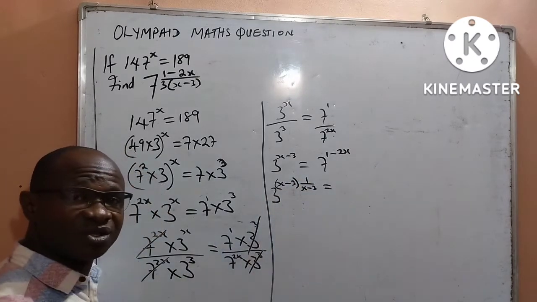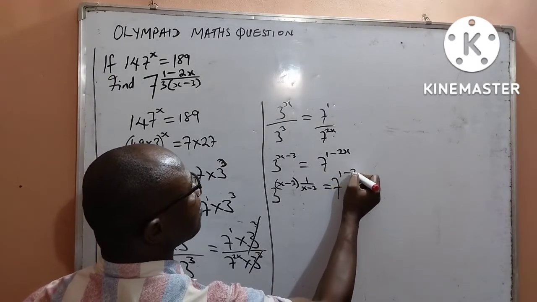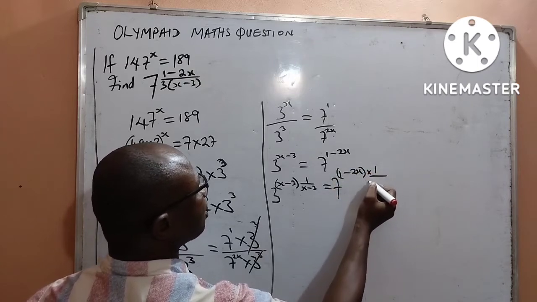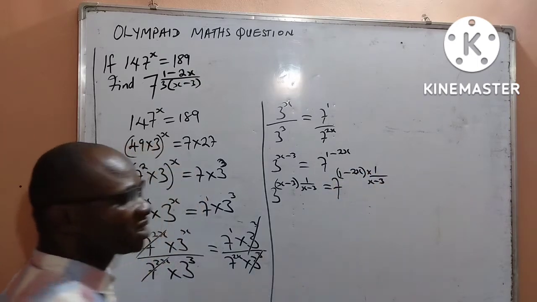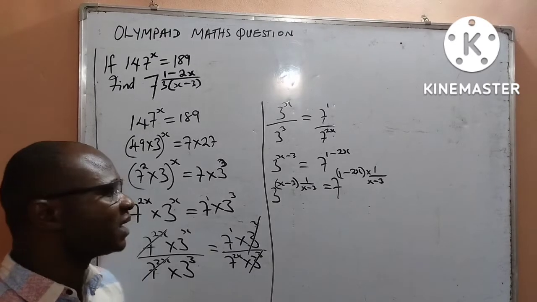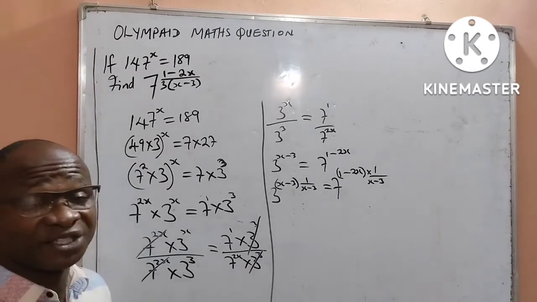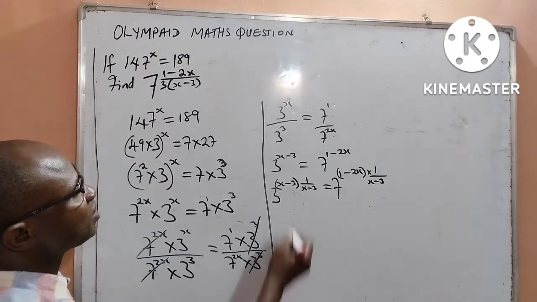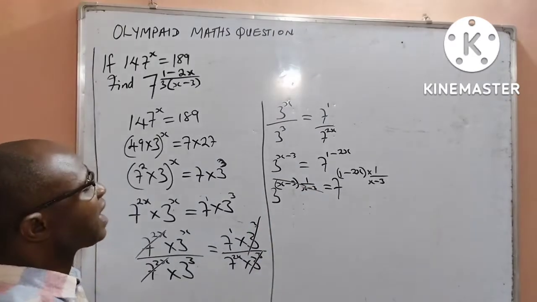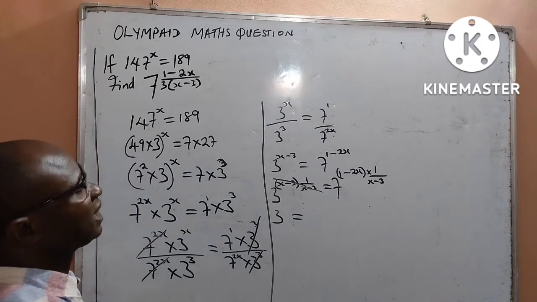I will do the same thing to the right hand side, and that will give me 7 raised to the power 1 minus 2x, multiplied by 1 all over x minus 3. Alright? So what I am doing now is multiplying by 1 all over x minus 3, or dividing by just x minus 3. When I do that, you see from the left that x minus 3 will cancel x minus 3, leaving me with just 3 on the left hand side.